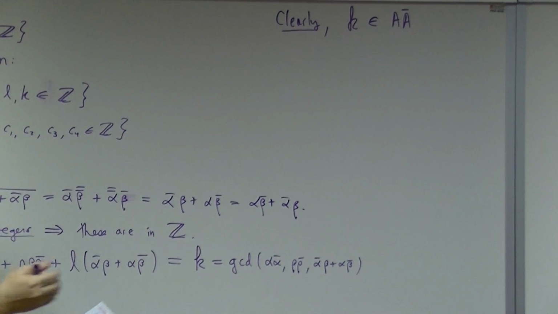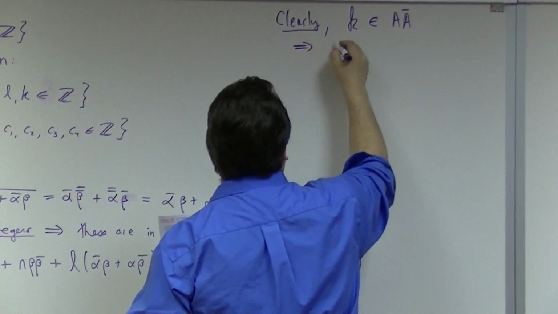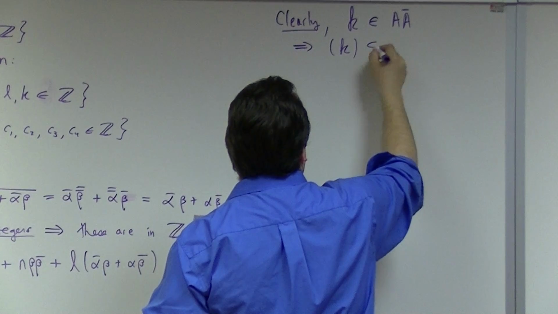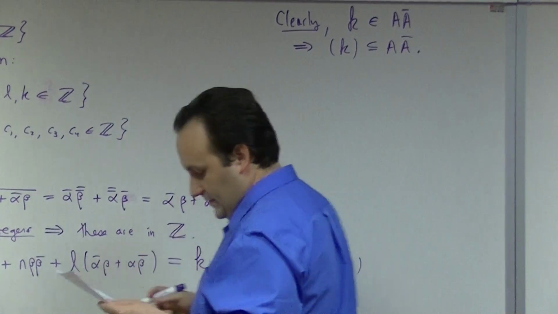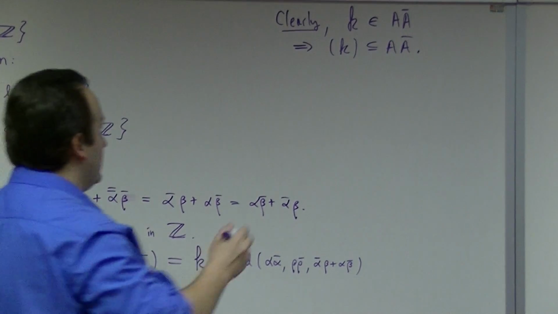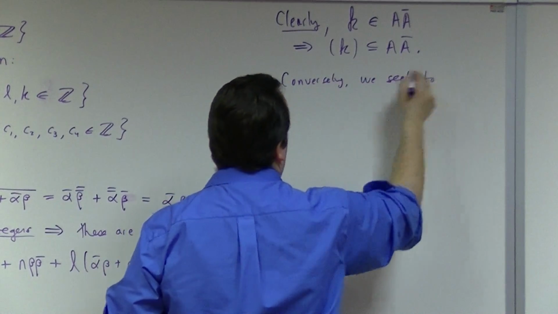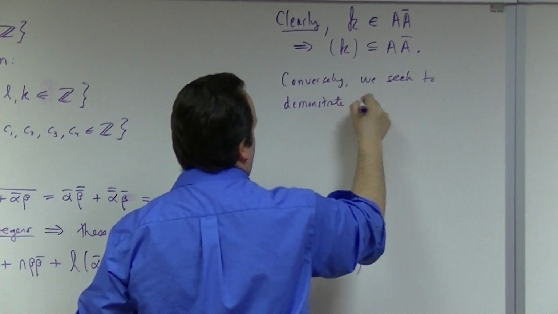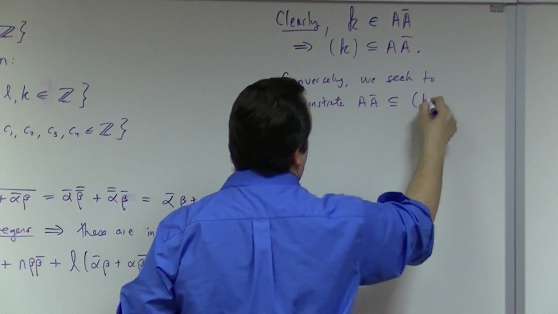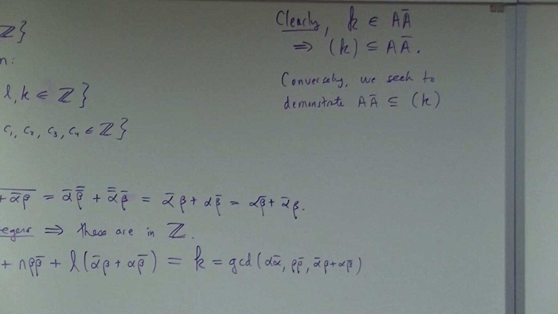So if K is an element of AA bar, what does that mean? Then the ideal generated by K is also a subset of AA bar. Right? So conversely, what do we need to show? We seek to demonstrate that AA bar is a subset of the ideal generated by K. In other words, we need to show that K divides alpha alpha bar, beta beta bar, alpha beta bar, and alpha bar beta. Anyway, here's the proof.